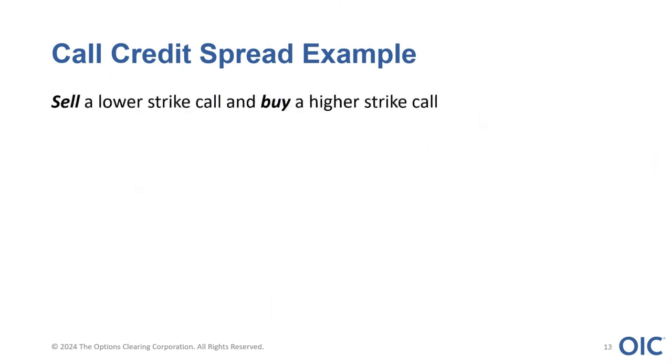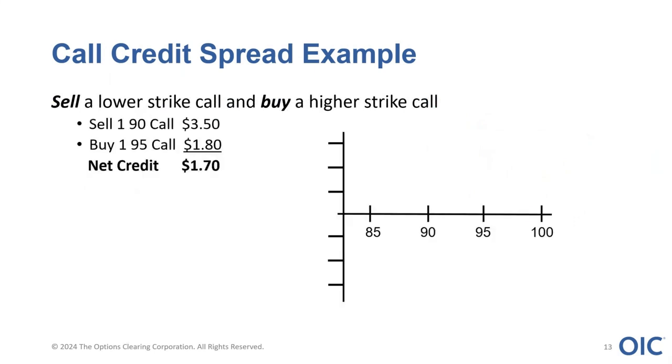Now, let's dig a little bit more into call credit spreads and what that example looks like from a P&L perspective. When you have the 90-95 call spread on and you're short, which we just talked about, you sold the 90s, you bought the 95s, you collected $1.70. Anytime you sell a spread like this, a vertical spread, the most that you can make is how much you collected when you sold.